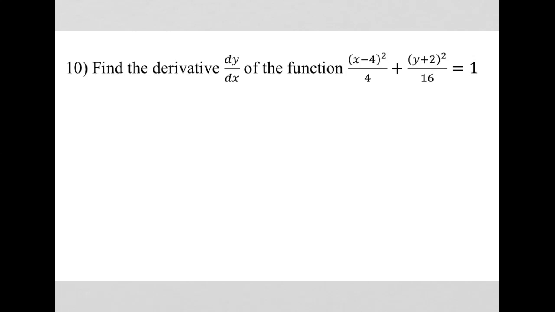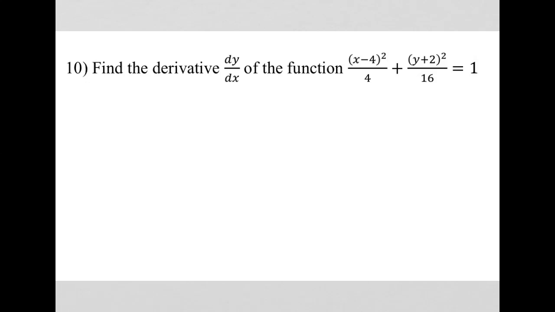Alright, problem number 10. Find the derivative of this function. Well, first I'm going to do it without using the chain rule because you can do this without using the chain rule. It just takes more work. So I'm going to show you both ways. If you want to just see how to do it with the chain rule, then fast forward.